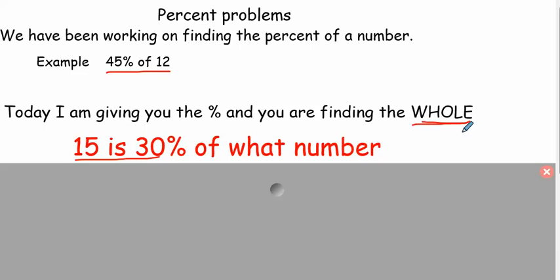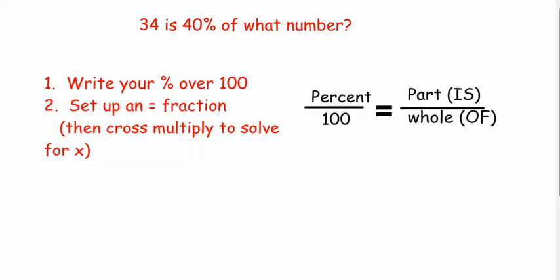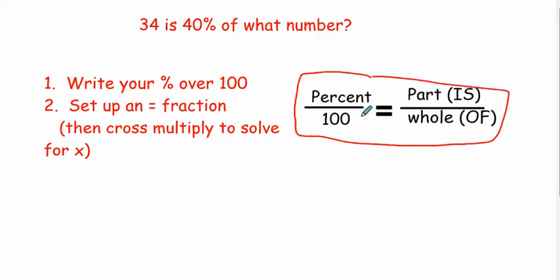Okay? So in that case, we are going to set up our ratio just like we did when we first started off. That's the one where it was the percent over 100 equals is over of, which is your part over your whole. So as long as you know this ratio, you can set up a proportion and you'll be able to figure it out.